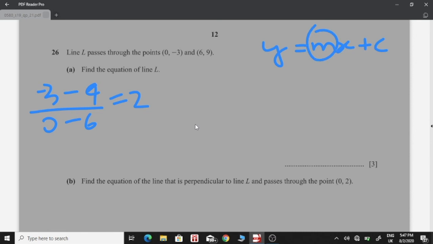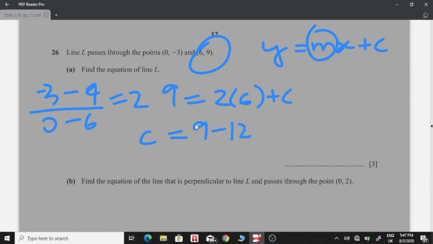Okay, so we have found out m. Now we can substitute the values of y and x and find out c. I'm going to be using the second coordinates. So we have y as 9, m as 2 multiplied by 6, which is x, plus c. So c is equal to 9 minus 12. So we have the value of c as -3. So we get the answer as y is equal to 2x minus 3.